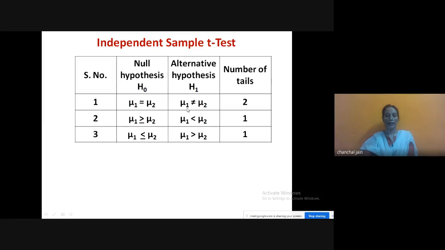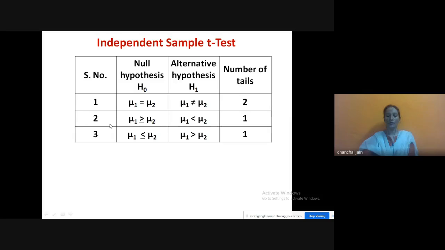Means here we are stating that mu1 is not equal to mu2. So in other way we can say mu1 can be less than mu2 or mu1 can be greater than mu2. But we are not sure whether the mean of the first group is less than or greater than the mean of the second group. That is why this is known as the two-tailed test.